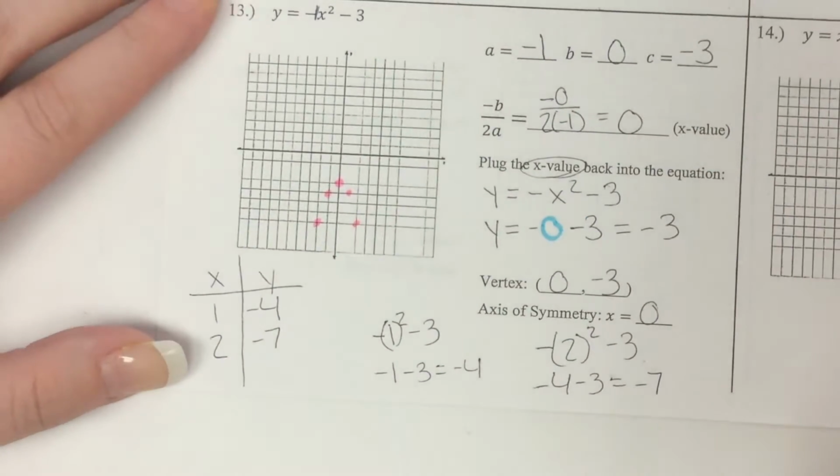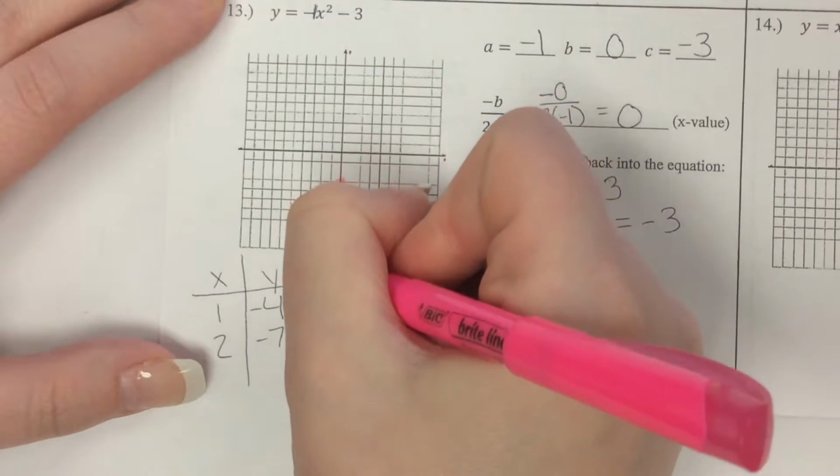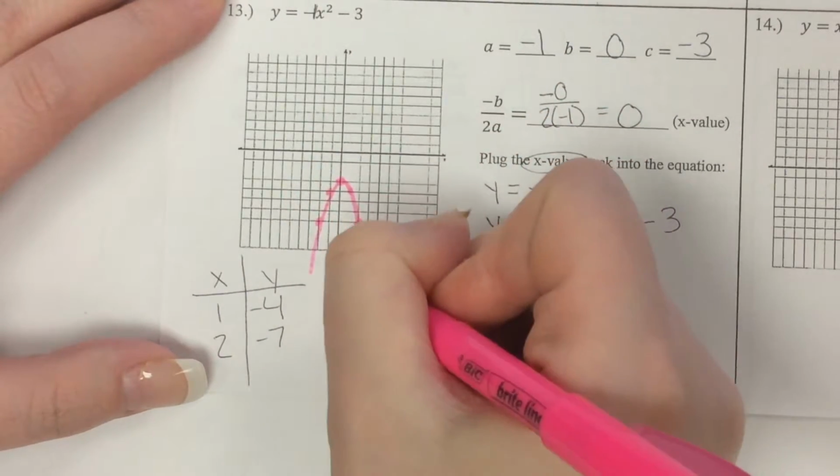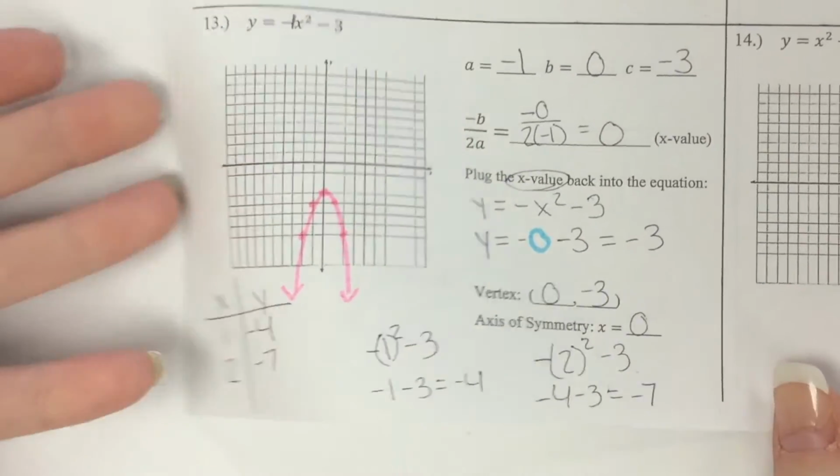So our last step is to make the parabola, connect it with a smooth, rounded bottom like this, and put arrows on the ends. Whew. Do another one, 14.